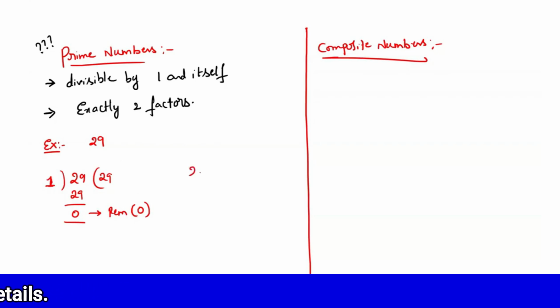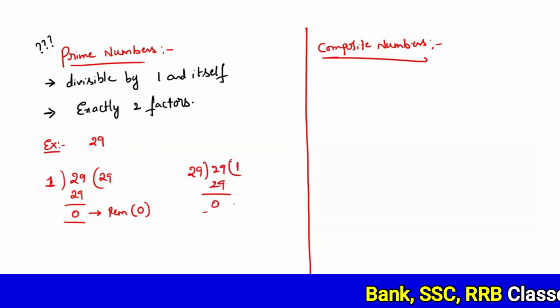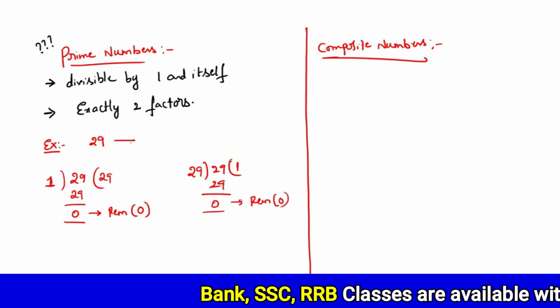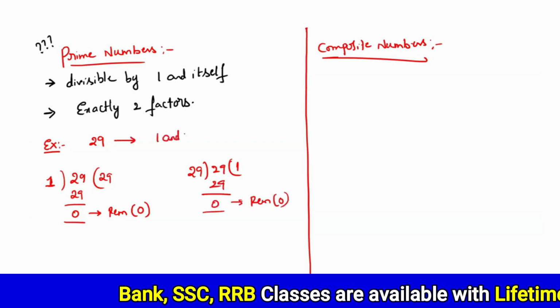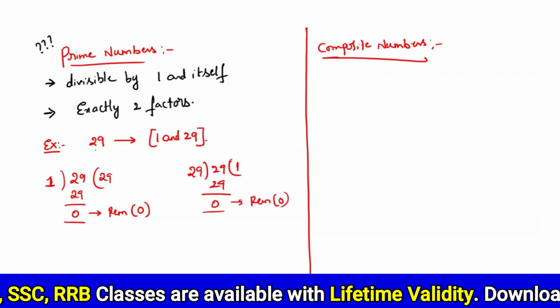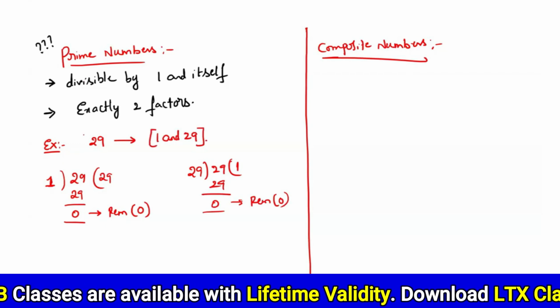Okay, next, the same in the case of 29. When divided by 29, 29 once is 29 and the remainder is 0. Obviously, these are the only two numbers, 1 and 29, that will divide the number 29. So definitely 29 is a prime number. So this is how we understand the prime numbers.